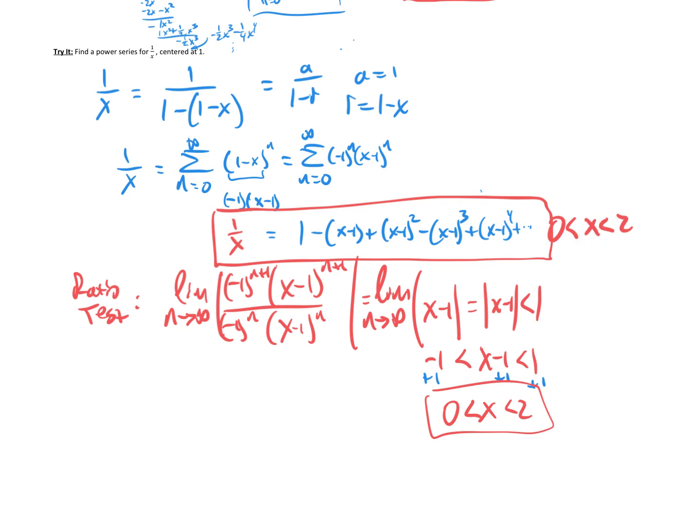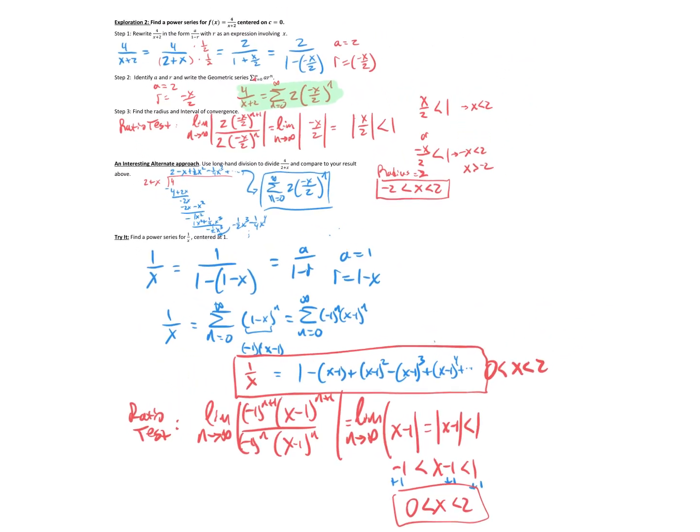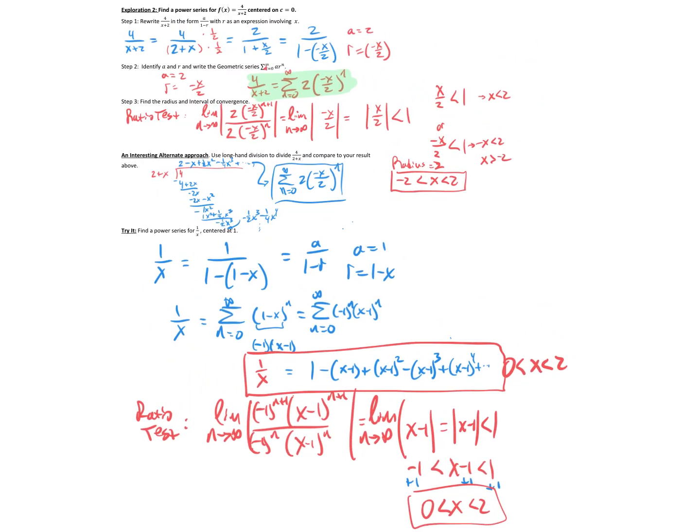So that's how we can use what we know about a geometric series to find a power series for a rational function that we can get into that a over 1 minus r form.